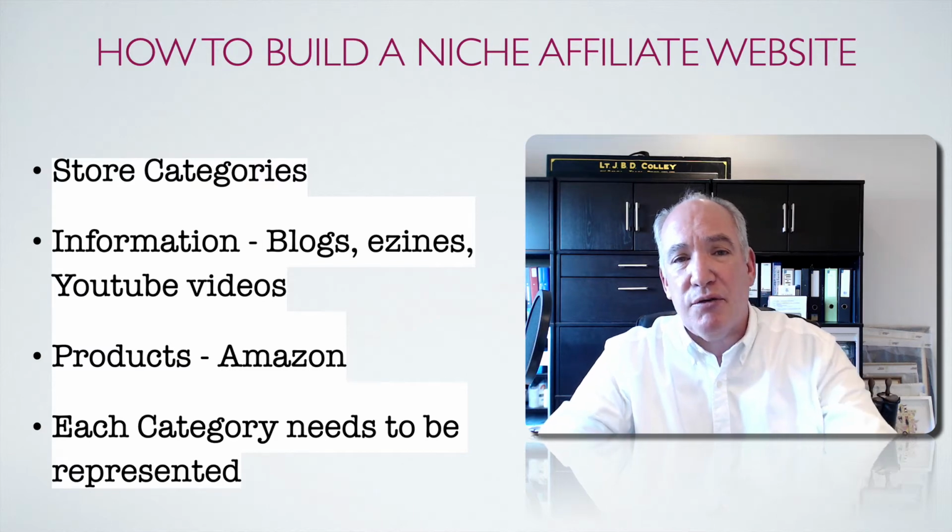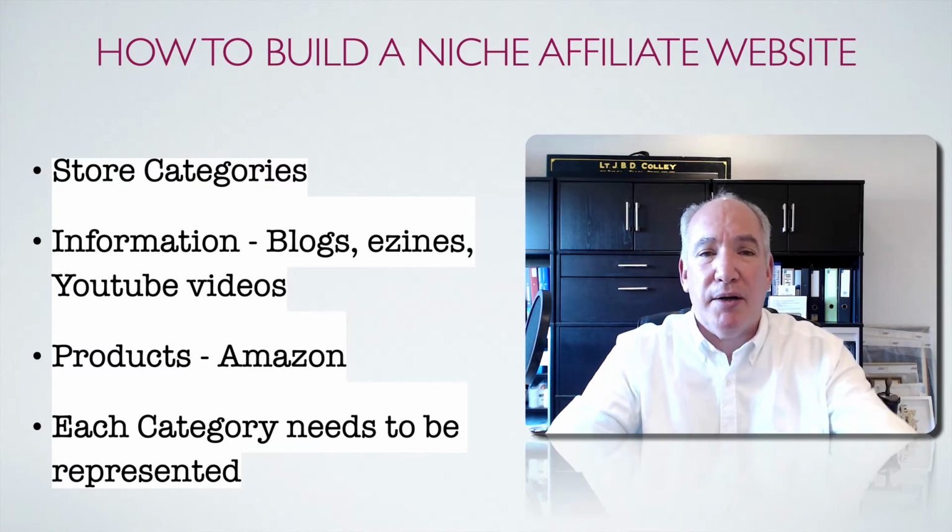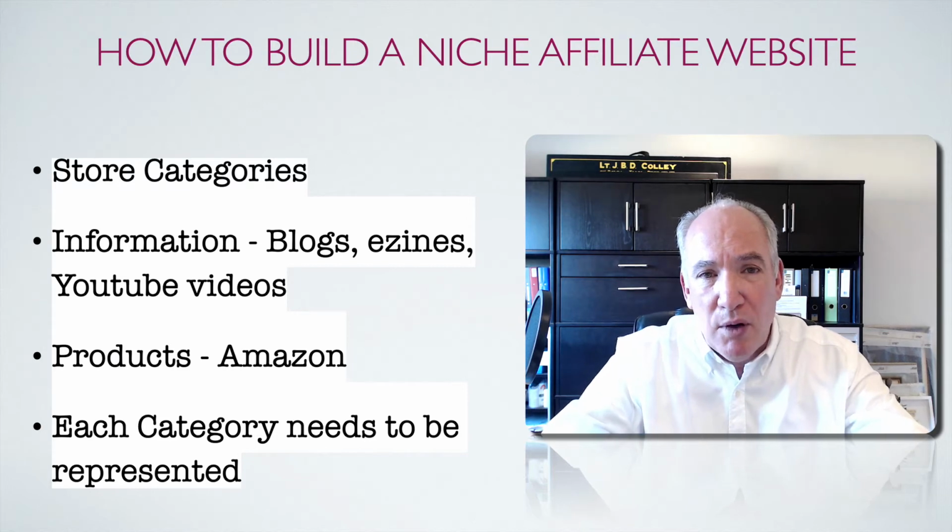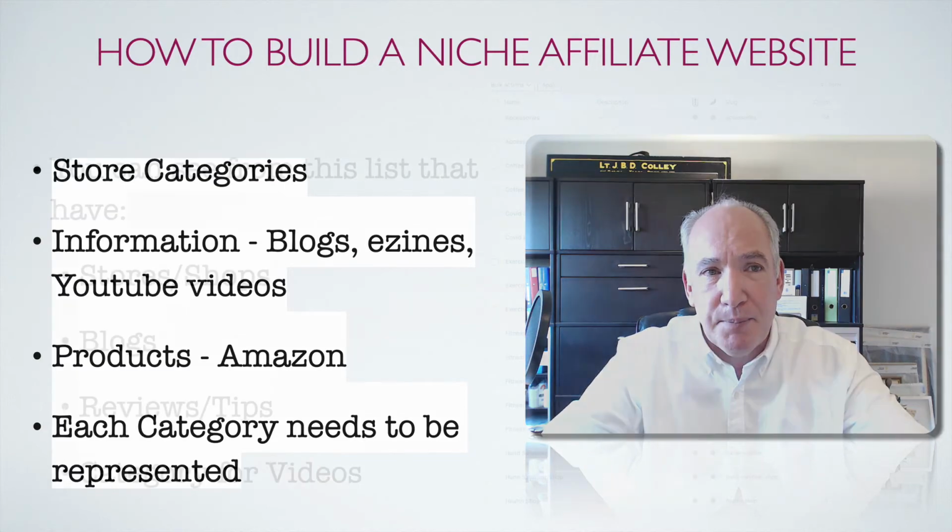And each category needs to be represented. So if we're talking about running, we'll need a running blog category, we'll need a running e-zine category, a running video category, and a running Amazon products category. And each one needs to be set up separately.